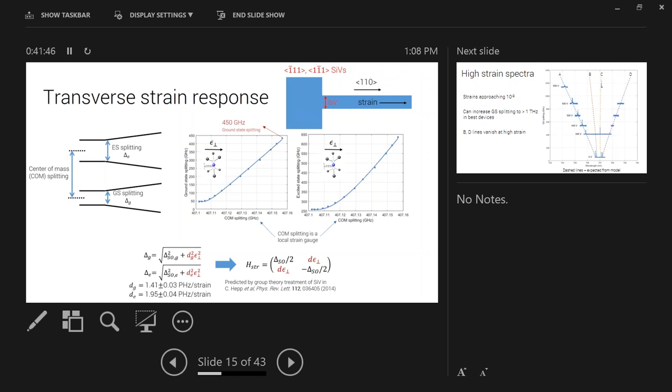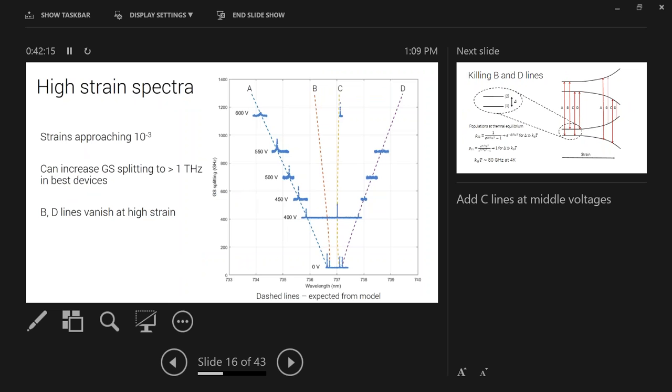Because next I'm going to move on and do something useful with this effect. If you think about it, this is a very big perturbation to the defect. You started with a ground state splitting of the order of 50 gigahertz, and we can increase it to hundreds of gigahertz. In fact, in our best devices, we can push this splitting delta G to as high as a terahertz. So you're altering the energy splitting by almost 2 orders of magnitude. And when you introduce that kind of a dramatic change, you actually see dramatic changes in your optical spectrum.